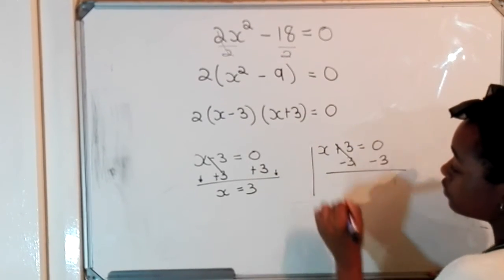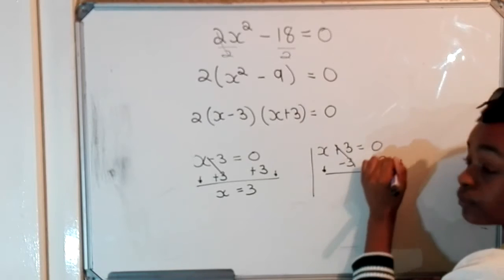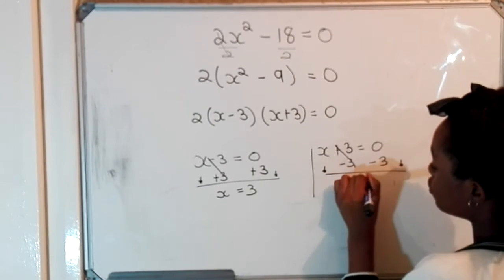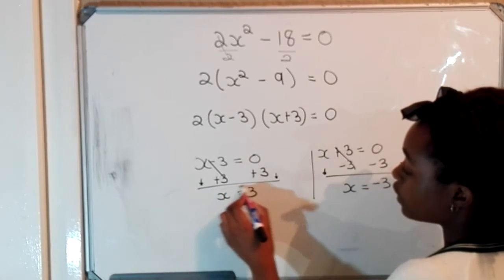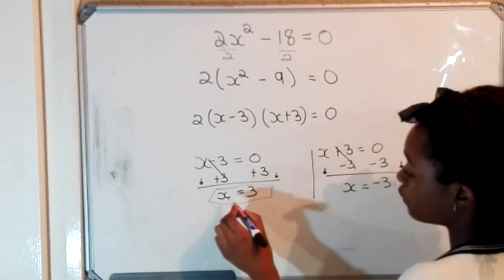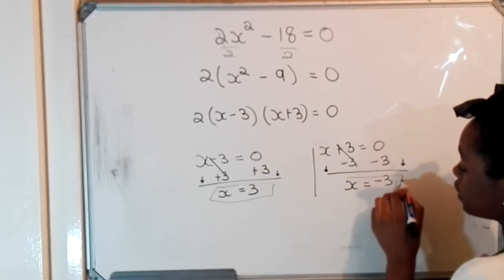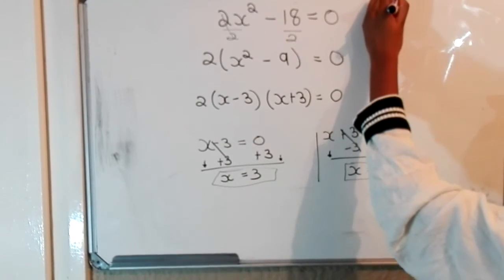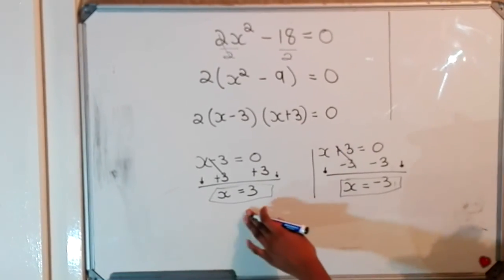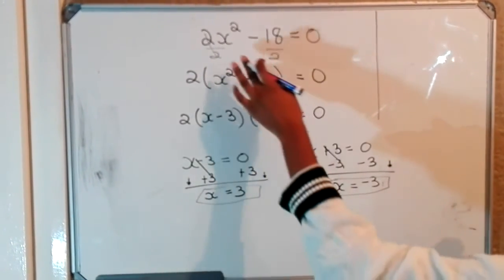The 3's will cancel. Bring this down, and I'll bring that down. I'll be left with x is equal to negative 3. So we have two values of x. We have x is equal to 3 and x is equal to negative 3, okay? Okay, so we can check this answer by substituting our values of x into the equation.